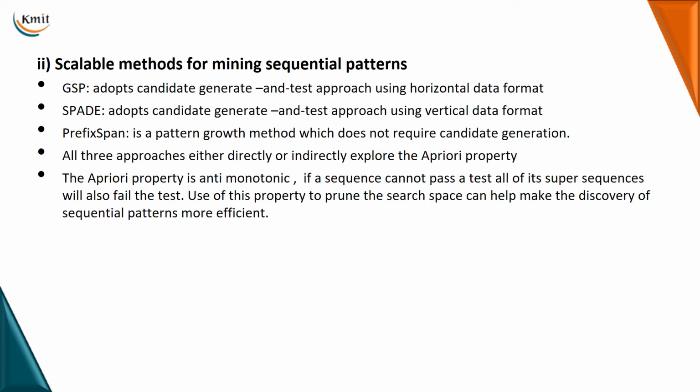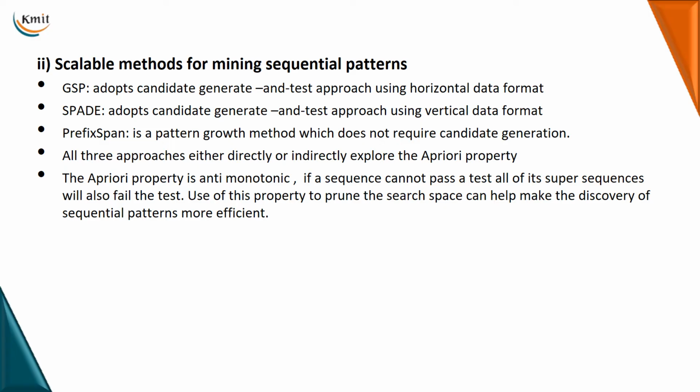As I told you, you have horizontal and vertical format. Your horizontal format is called what? Your GSP, which adopts the candidate generate and test approach using your horizontal format. Next, you have SPADE. SPADE is what? It adopts the candidate generate and test using your vertical data format. Here, your horizontal is nothing but your GSP. Here, vertical is nothing but your SPADE.